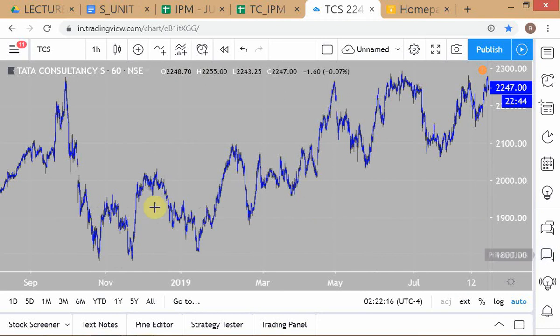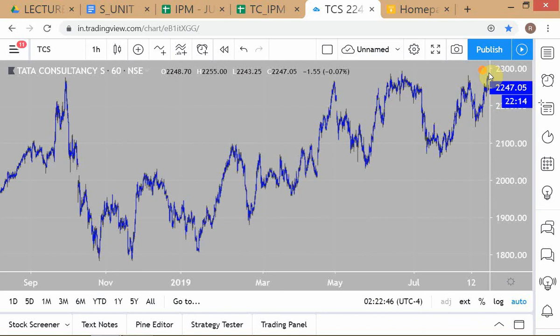Now suppose that these highs are in fact not the same. This high is actually higher than this one. But for the sake of our argument, because you're never going to get exactly the same highs, we will assume that these highs are all the same. Let's say this one, this one, this one, this one, and this one. We are forcibly assuming that all of these highs are the same.